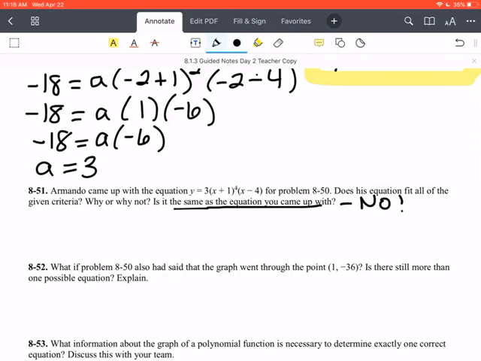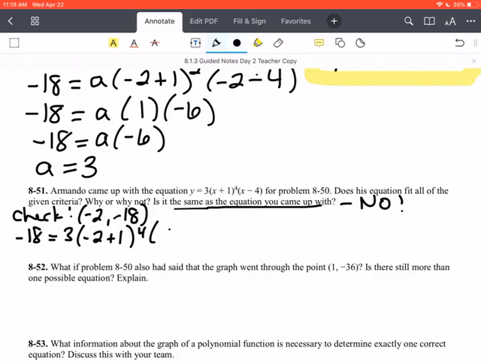The answer is no. Okay, but let's go ahead and check the point that we just used, which was (-2, -18), because it has to satisfy that given point in order to match the same graph that we were using. So when I ask, is -18 equal to 3 times (-2 plus 1) to the 4th, and then (-2 minus 4), what do we notice happens?